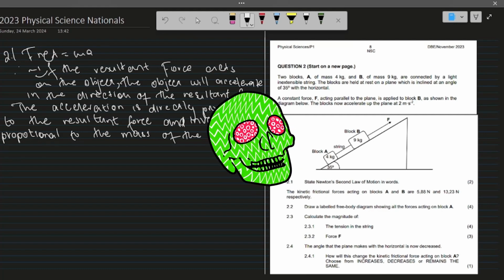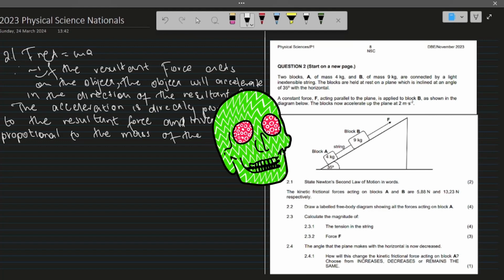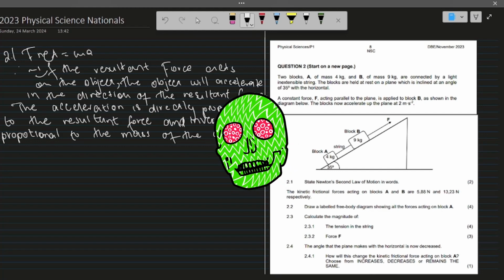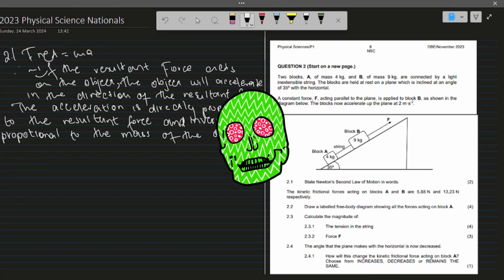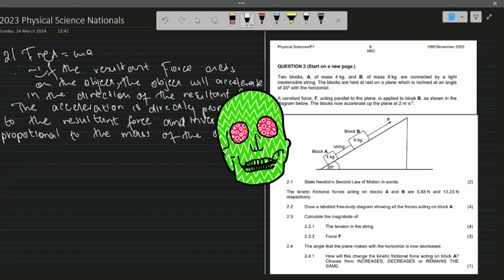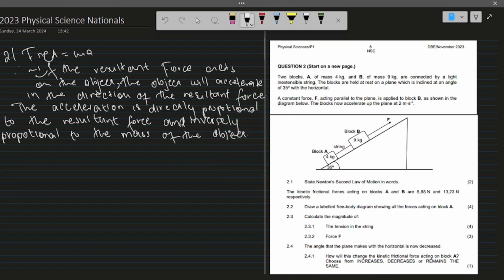And it says that the acceleration is inversely proportional to the mass of the object. So the bigger the mass, the less the object will accelerate, meaning you have to apply more force if you want it to accelerate more. An object with a smaller mass will accelerate much more compared to an object with a bigger mass under the same applied force. So that's what this means.